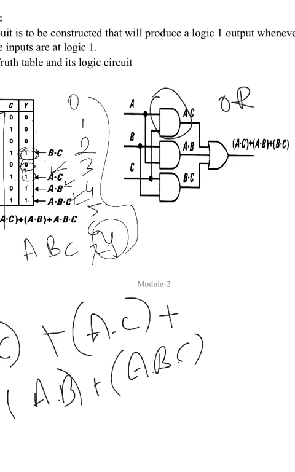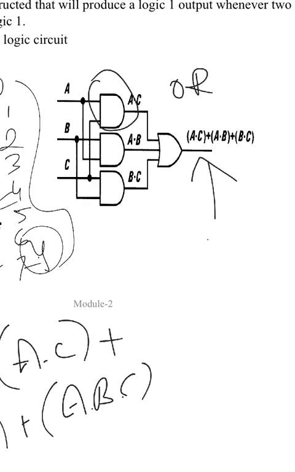So here we have used an AND gate and OR gate to realize this. You can see here AND and OR, and the output is given to an OR gate. So here if you realize this expression, the output will be logic 1. Okay, so next.